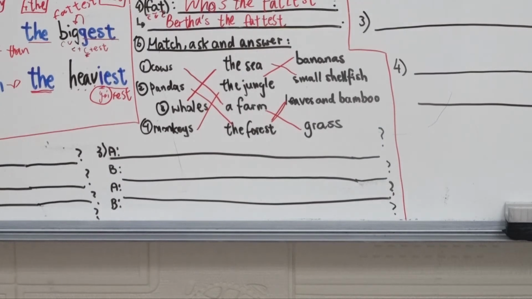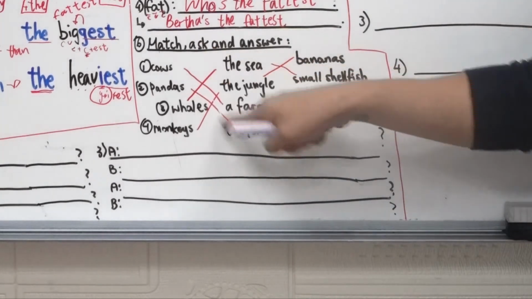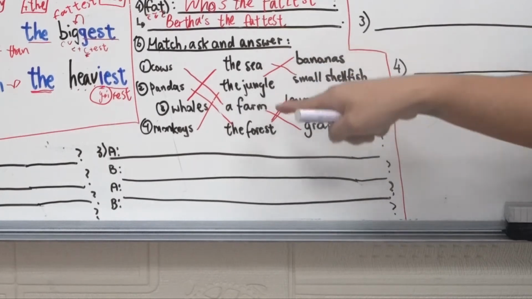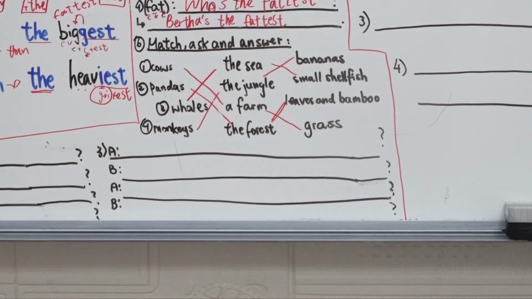So this is your answer, right? Like a cross making a diamond inside and then 2 crosses, right? Okay? The cow lives on the farm and eats grass. The panda lives in the forest and eats leaves and bamboo. The whale lives in the ocean and eats small shellfish. And the monkeys live in the jungle and eat bananas.